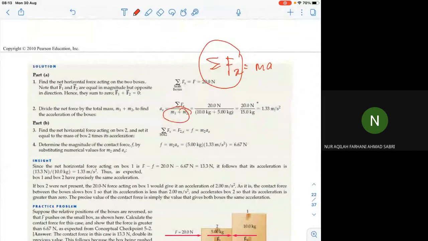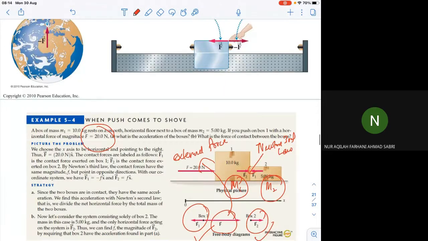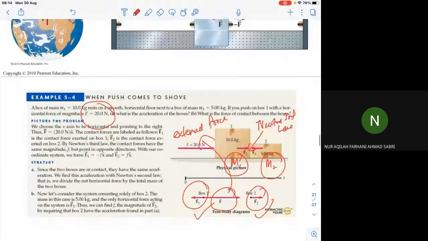And 20 divided by 15 kilograms, we get 1.33 meters per second squared as the acceleration. And then the next question asks what is the force of contact between the boxes.